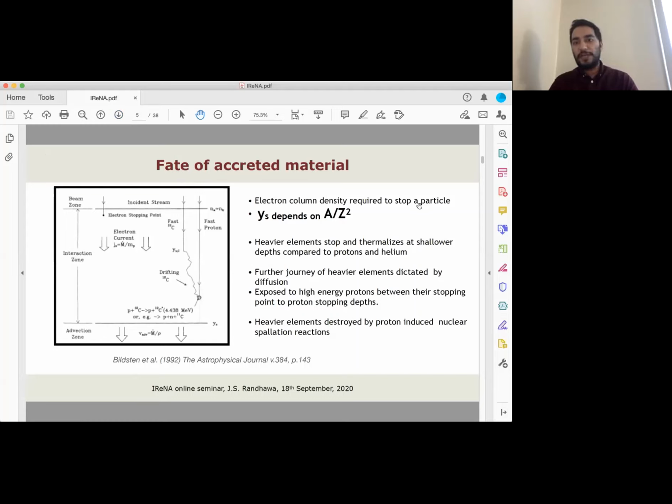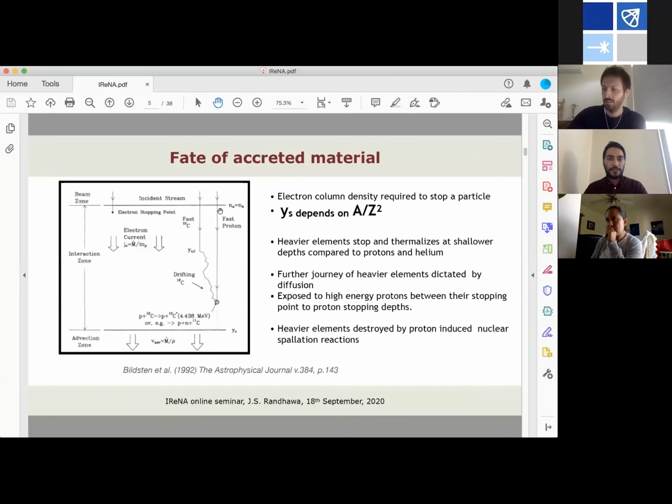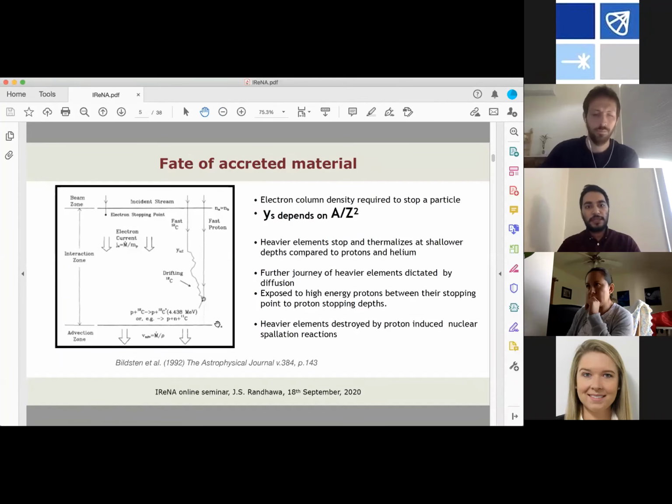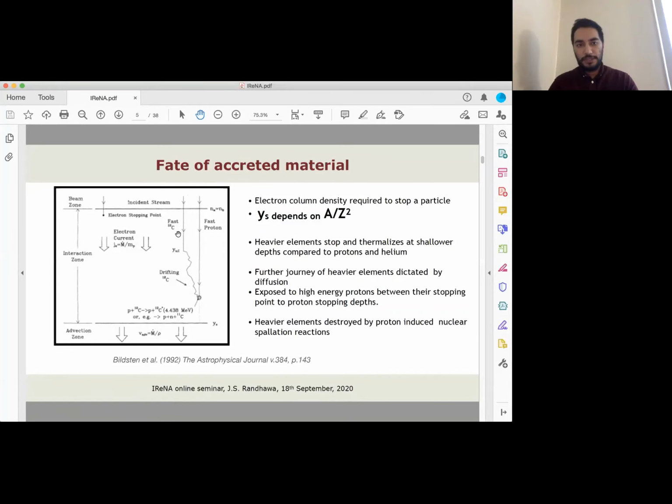The electron column density required to stop the particles depends upon their atomic mass and atomic number. So different elements get stopped and thermalize at different heights, let's say. The heavier the element, the shallower the depth at which it will get stopped, and the protons and helium get stopped at very large depths. That means where these heavier particles are stopped, the incoming protons still have almost their infall energy, and they can induce the spallation reactions.